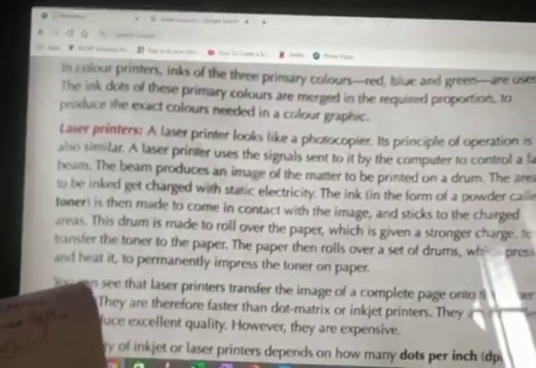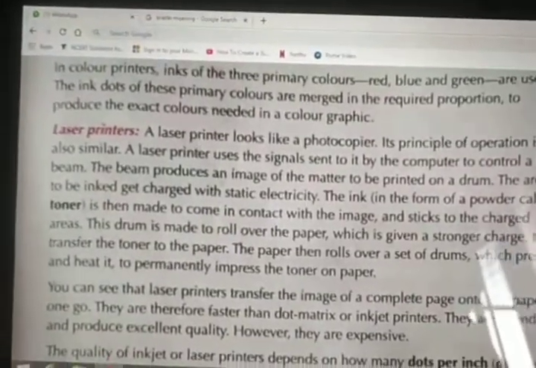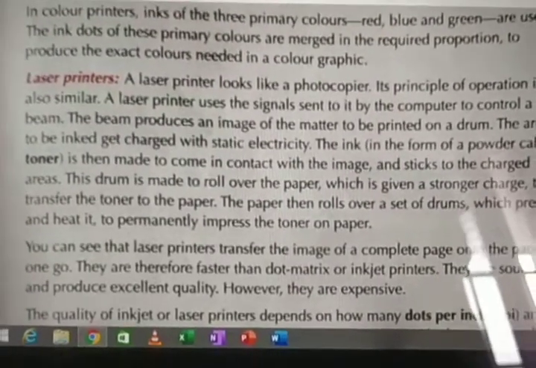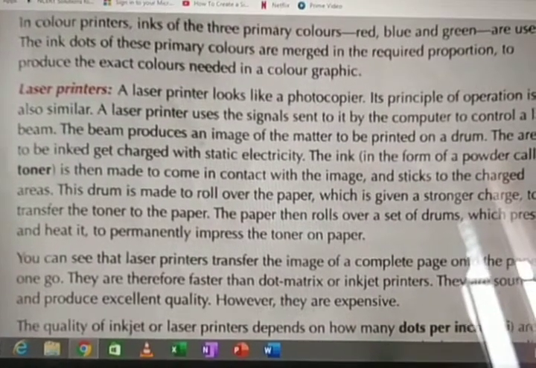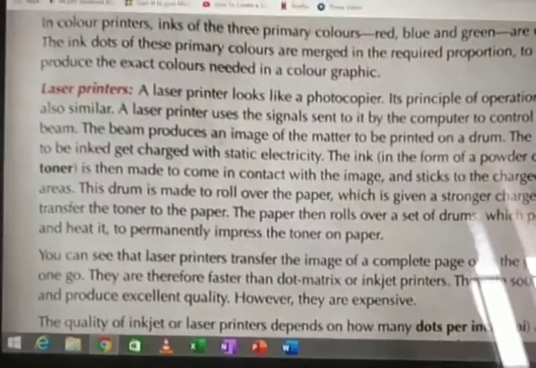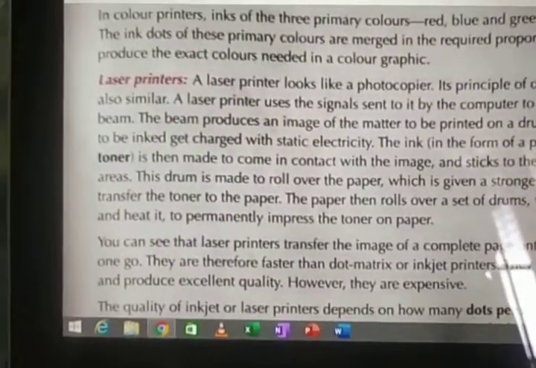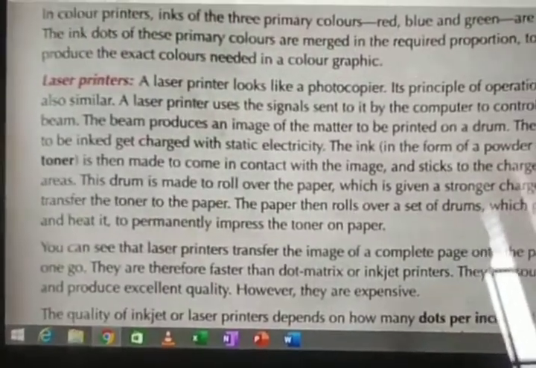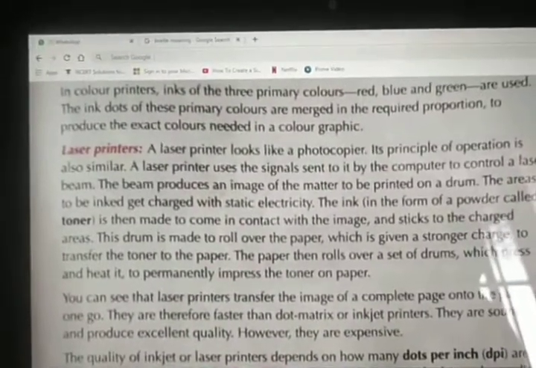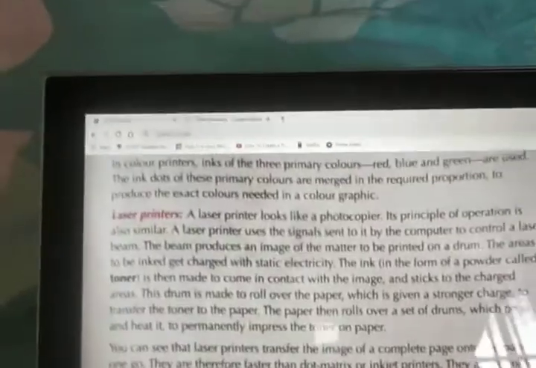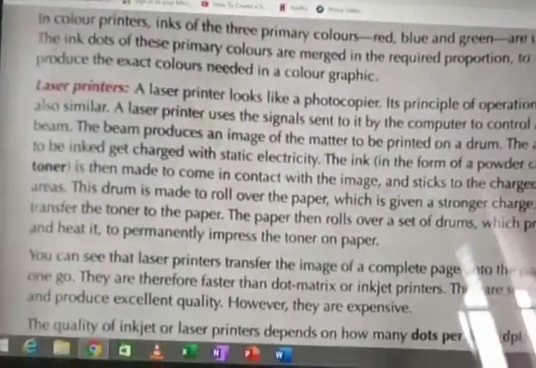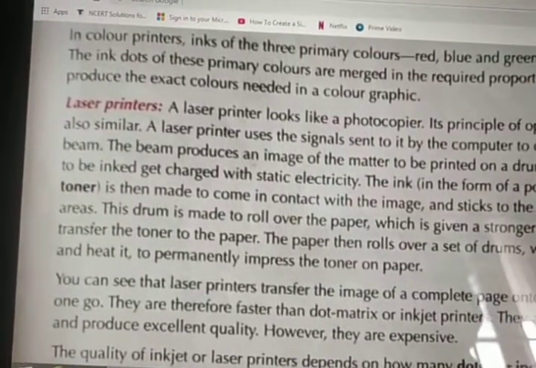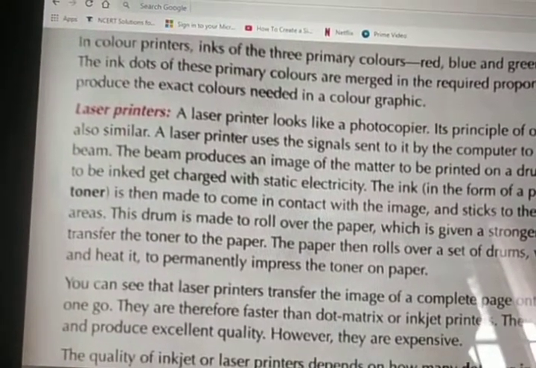The ink called toner is used. How is it printed on the drum? With the help of toner. You would have heard about this, I think. An ink called toner is used in the printer. With the help of that, the image is copied onto the drum. This ink is made to come in contact with the image.